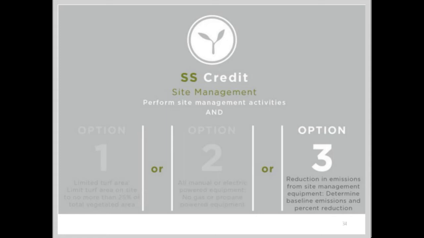Option 3 is to show and maintain a 50% reduction in hydrocarbon and nitrogen oxide emissions and a 75% reduction in carbon monoxide emissions from baseline conditions. If pursuing this option, projects should use the Equipment Emissions Reduction Calculator provided by the USGBC to determine the annual baseline emissions and calculate the annual percentage reduction.